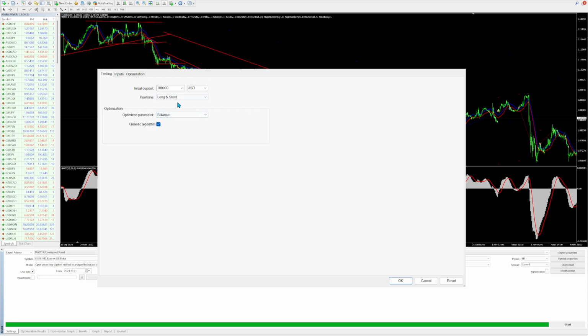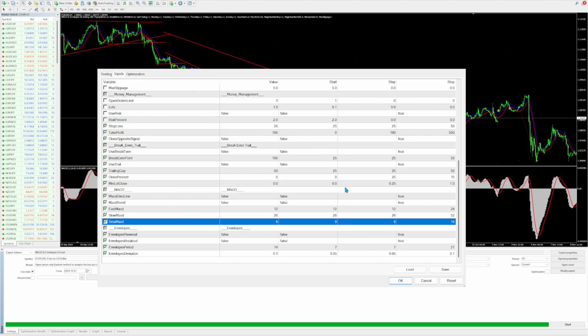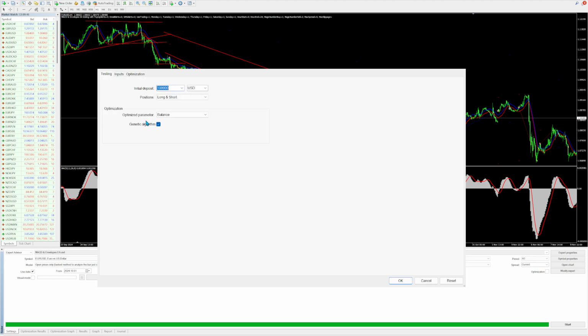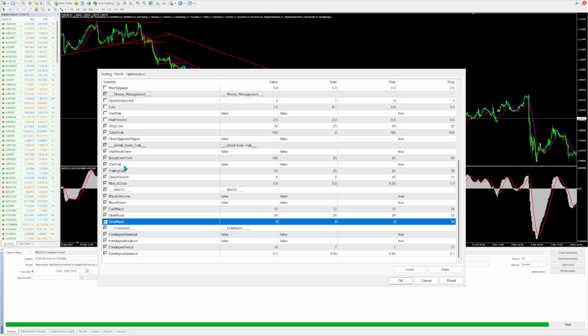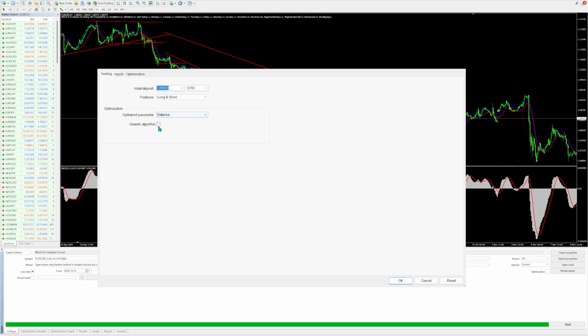And this is an important setting here, this genetic algorithm. If you have this checked, the MT4 strategy tester will just do the combinations that it thinks will produce the best results and discard others. Whereas if you have it unchecked, it will do every single possible combination, which can take a long time depending on how many different settings you're optimizing and how fast your computer is. I always leave this checked.